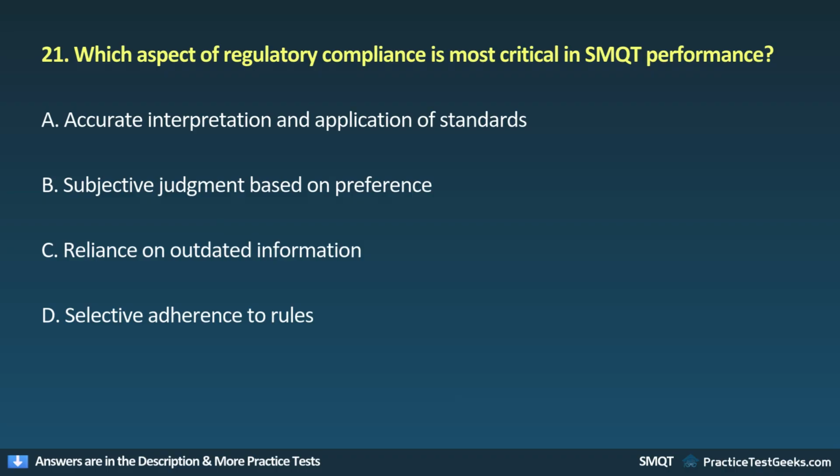21. Which aspect of regulatory compliance is most critical in SMQT performance? A. Accurate interpretation and application of standards. B. Subjective judgment based on preference. C. Reliance on outdated information. D. Selective adherence to rules.